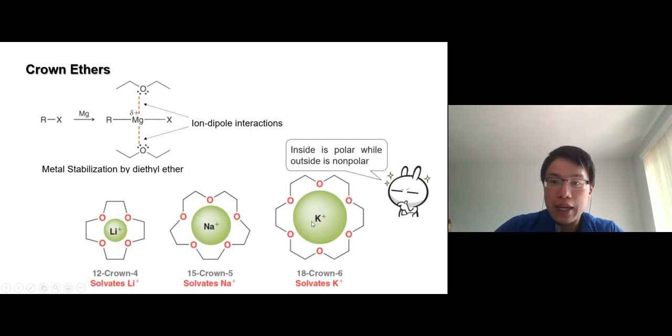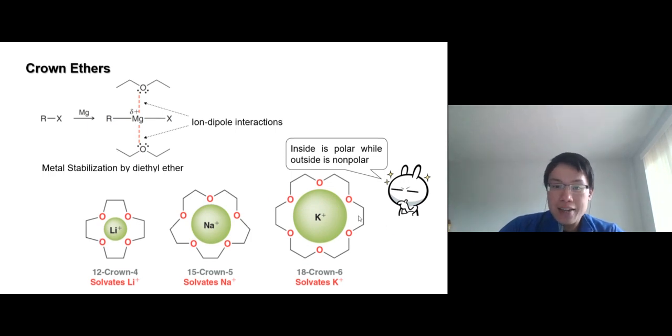What they can do is, look at the outside right here. The inside is hydrophilic, so they love anything polar, so potassium fits well. But the outside is non-polar, which means that the whole thing is soluble in organic solvents, right? The whole thing is soluble in organic solvent. Inside, of course not, but inside loves polar, and outside loves non-polar.